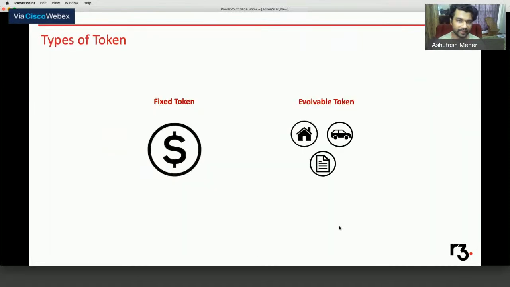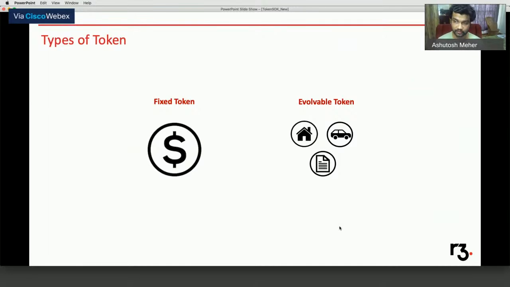So let's talk a bit about the token type now. What are the types of token that we could have? When I say types of token, it's the type of the underlying thing. It could be either fixed or evolvable, right? When I say fixed, it's something like currency, let's say $100 or 100 rupees. If it's 100 rupees, it will always be 100 rupees, no matter what. None of the properties of that 100 rupees is going to change, right? It will always be issued by the RBI, and that value will always be 100, no matter what. So these things are fixed; they don't change over time.